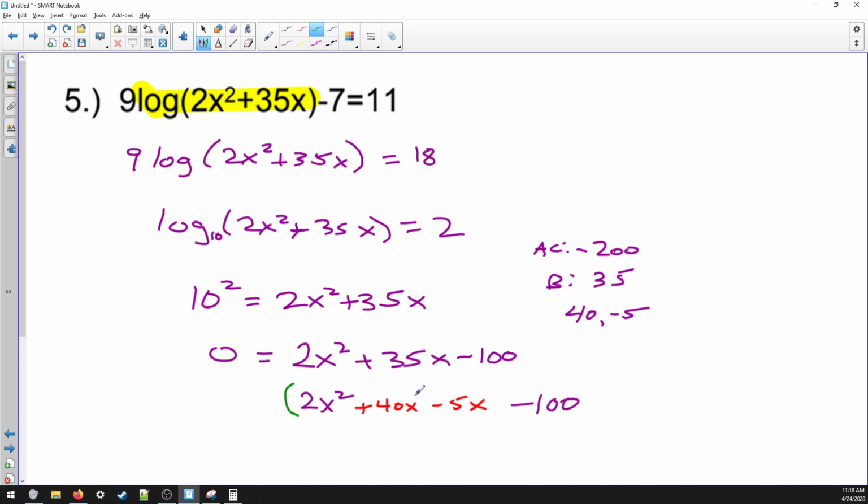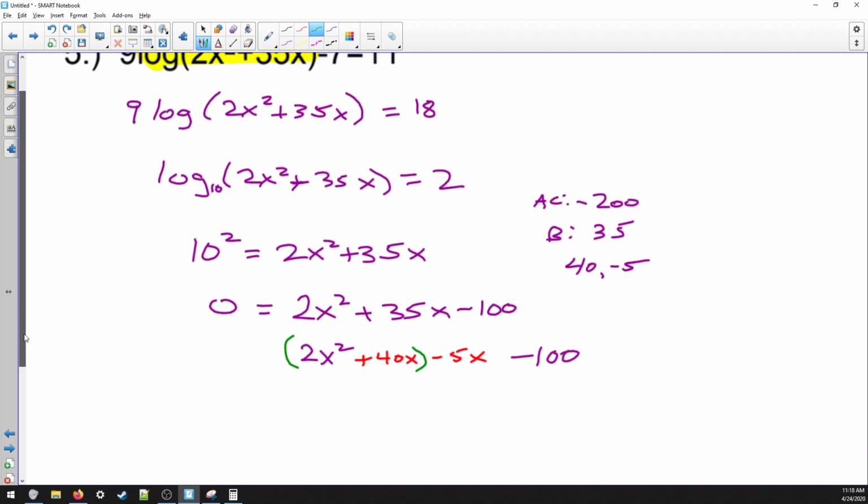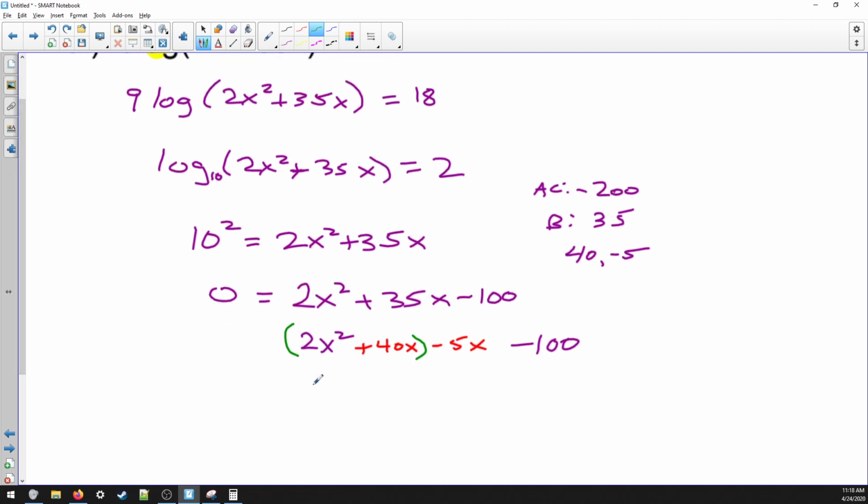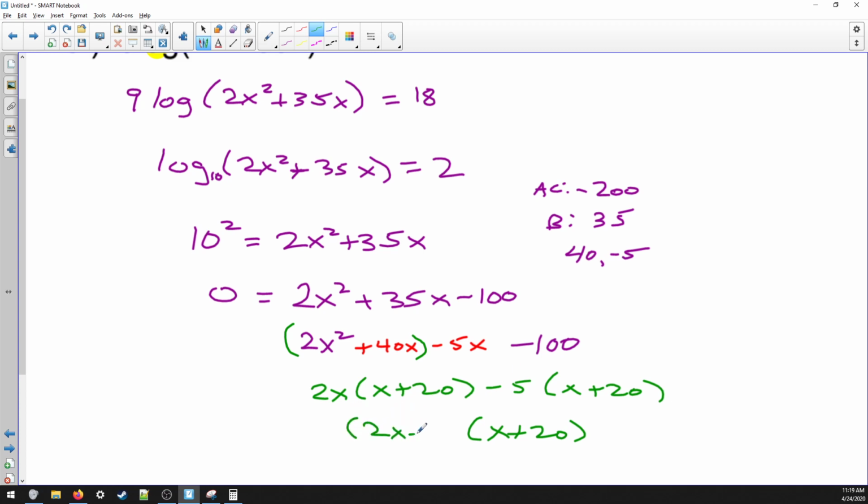I can take this group and take the 2x that is shared between those, and that looks like x plus 20. Then this one's got a negative 5 in common, so I'm going to say negative 5, also with x plus 20 left over. Then I'm going to regroup. I have an x plus 20 in common, that is one of the factors, and then I have 2x minus 5 on the outside, so I'm going to make that the other factor. And these are my answers.